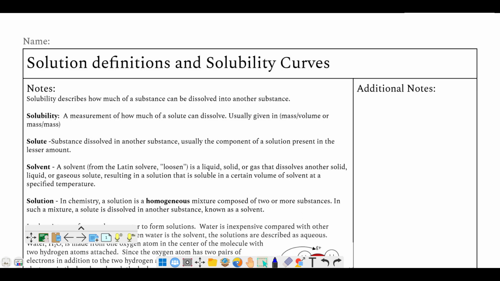This time it's about solutions and solubility, and I think you learned a lot about this in a physical science class somewhere in your past. So it could be some review, but it's probably been a few years since you've learned some of this, so pay attention as we go along.